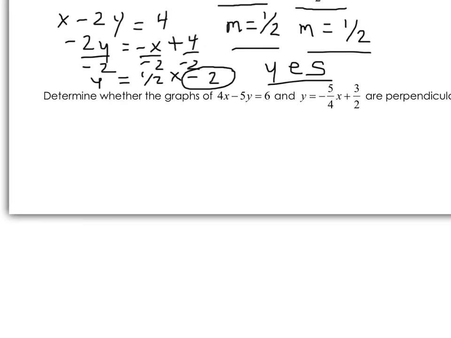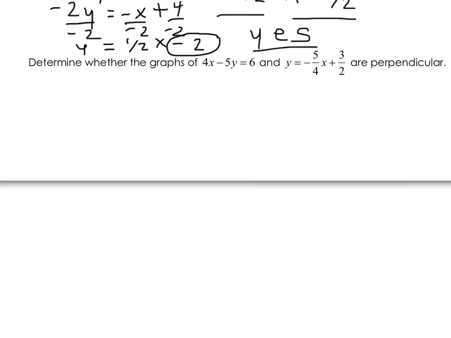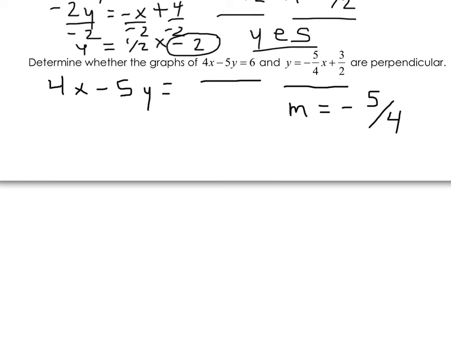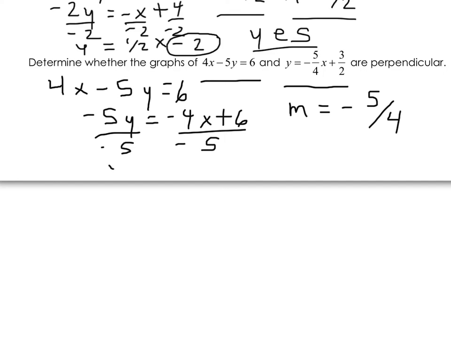Determine whether the graphs of these two lines are perpendicular. So we need to know what their slopes are. The second one, once again, is easy because it's in slope-intercept form. We can tell that the slope is -5/4. What is the slope of the first line? Don't know. We need to solve for y. 4x minus 5y equals 6. Let's subtract 4x from both sides, and we get minus 5y equals minus 4x plus 6. Let's divide everything by -5, and we get y equals positive 4/5 x minus 6/5.